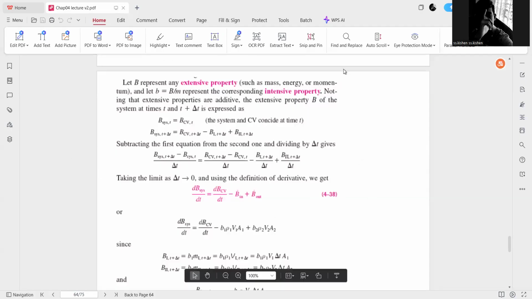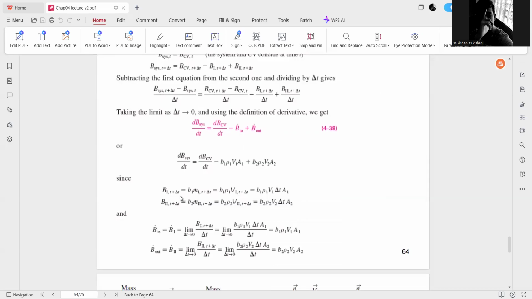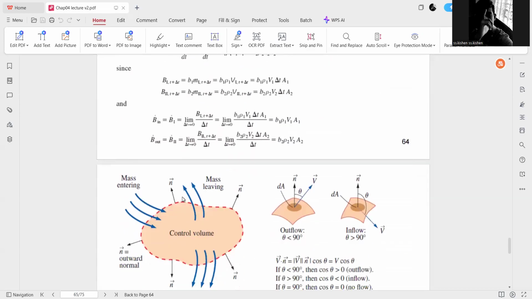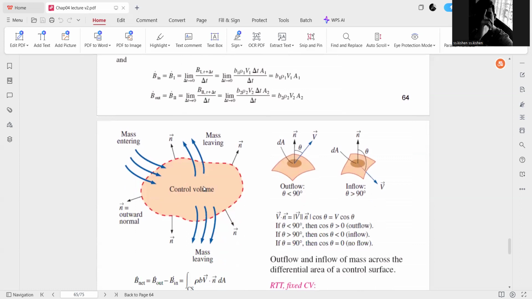In this slide, it shows how the formula is formed. The diagram shows a steady state system. The mass entering the control volume must equal the mass exiting or leaving the system. This ensures that property B is conserved and there is no accumulation within the control volume.